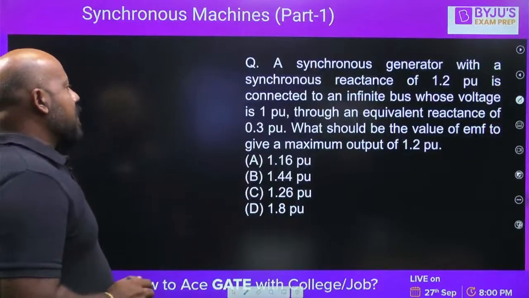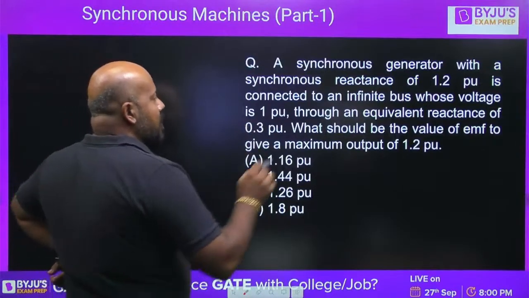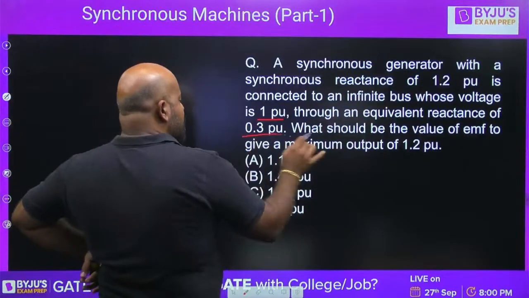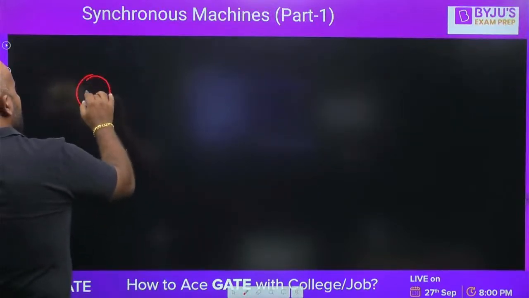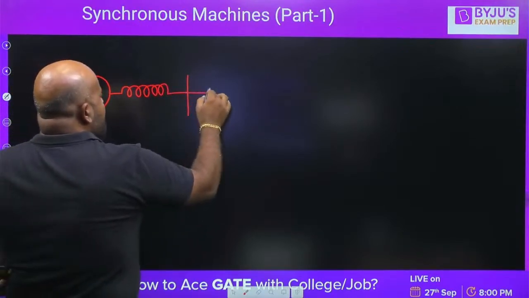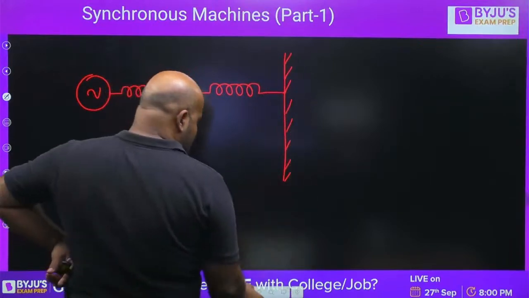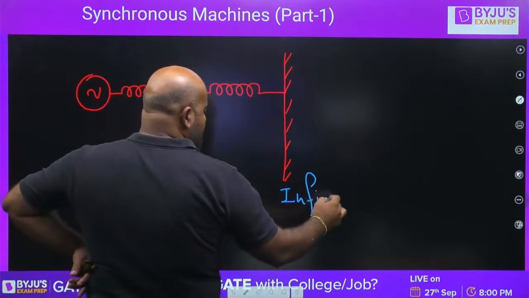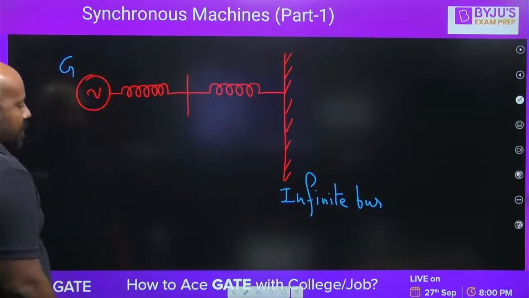A synchronous generator with a synchronous reactance of 1.2 per unit is connected to an infinite bus whose voltage is 1 per unit through an equivalent reactance of 0.3 per unit. So let us see the situation is something like this. This is your synchronous reactance, and this is connected to the infinite bus with some reactance. This is the situation. This is your infinite bus. This is your synchronous generator.